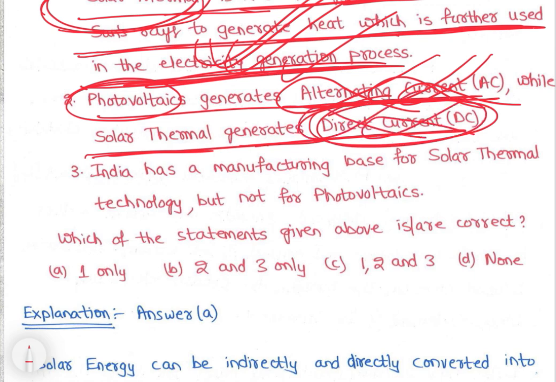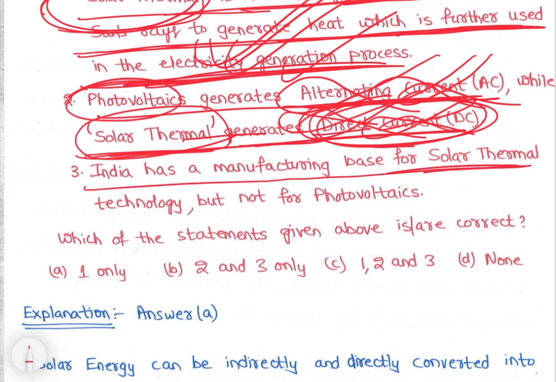It doesn't generate. Solar thermal heats the steam to rotate the turbine, right? It doesn't generate any electricity, right? So not direct. So now, India has a manufacturing base of solar thermal technology but not photovoltaics.